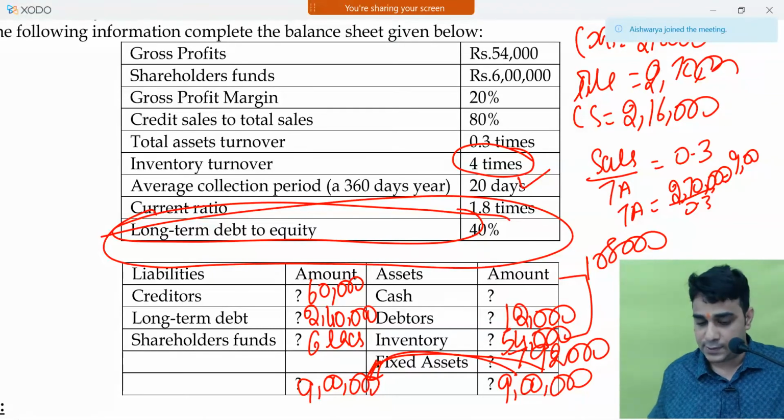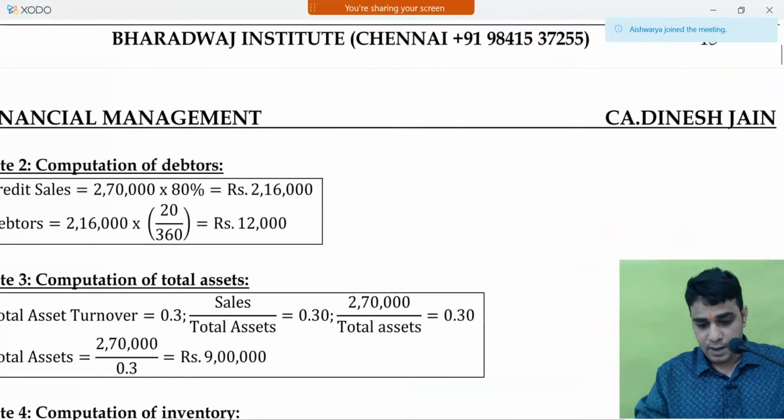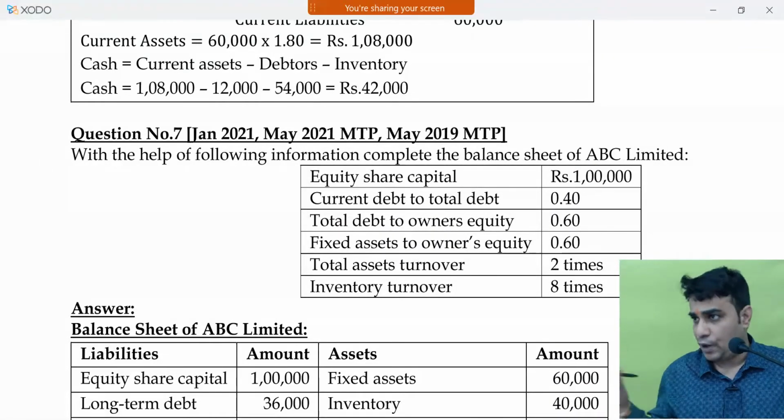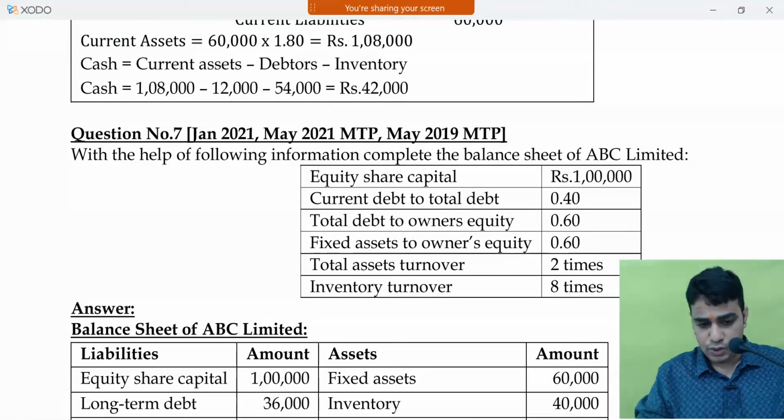Clear? Any doubts on this? Again, I am repeating ratios. You need to keep linking items. If you are not linking items, you will struggle. Go through 7.